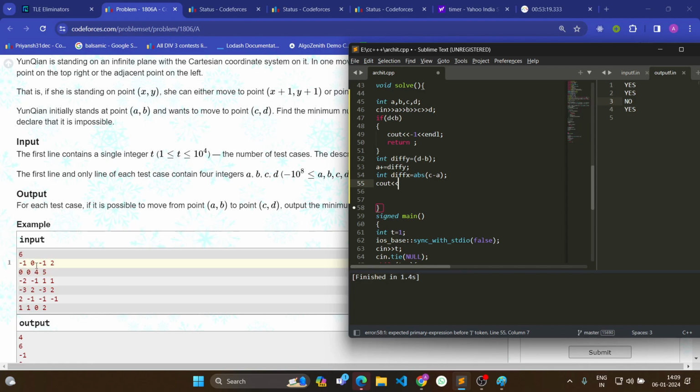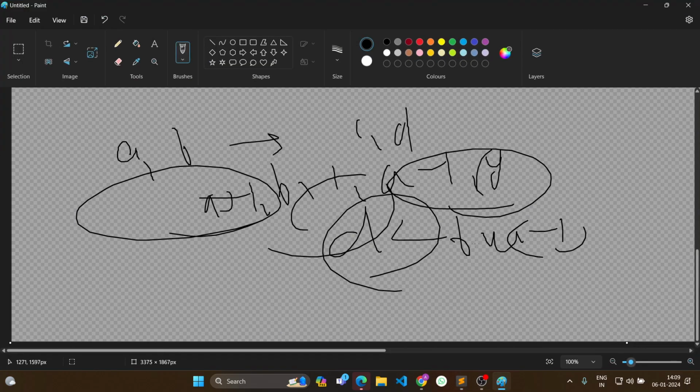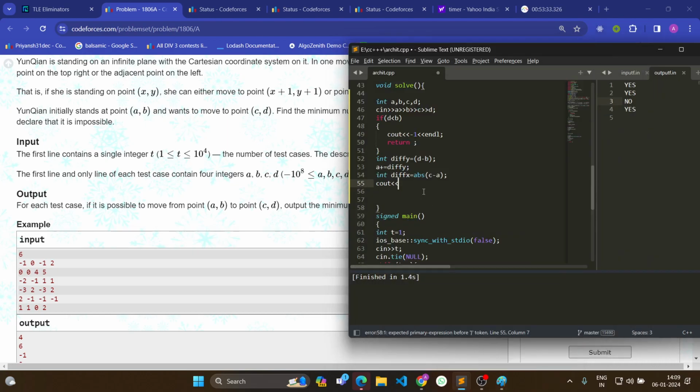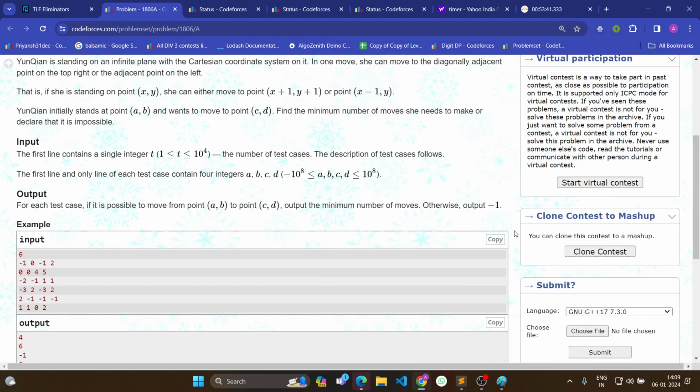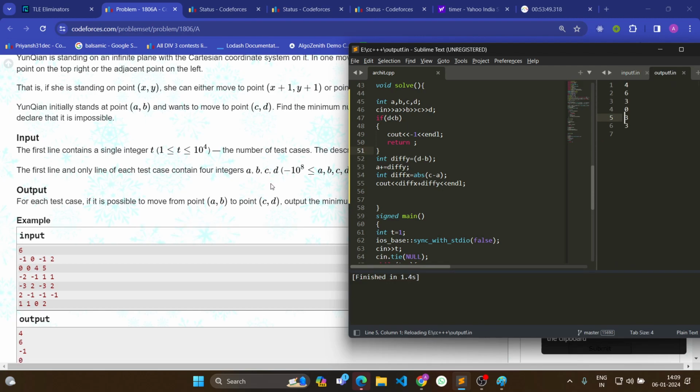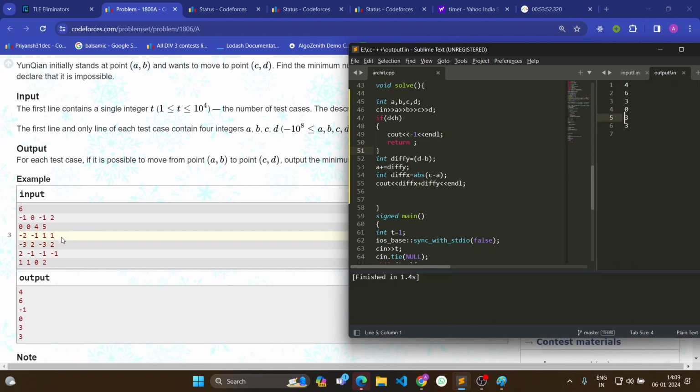So here the answer is 4. Why? The difference is 2. That means minus 1, 0, minus 1 and 2. Initially she moved in y. See, the difference of x plus the difference of y, and yeah, it should be the answer, because anyway I will have to move towards y. So 4, 6, y.